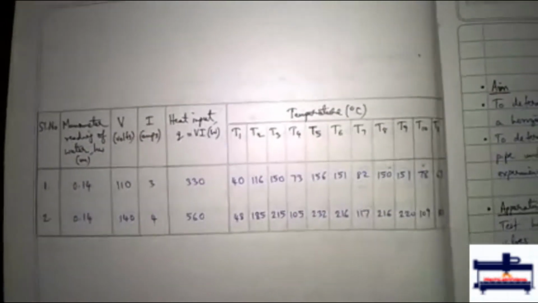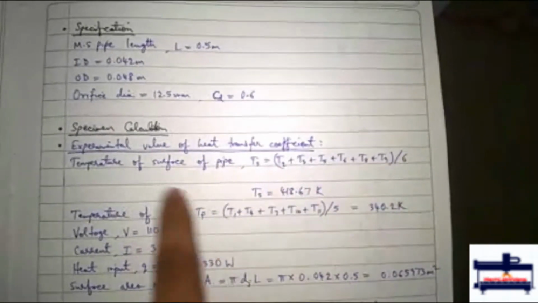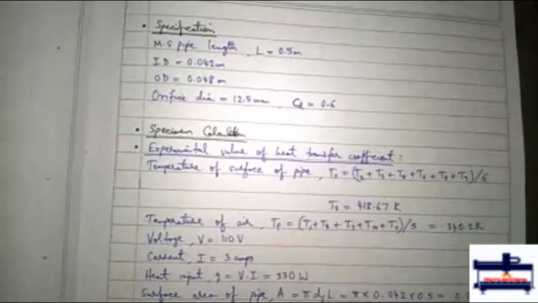So this is the tabular column. We have 11 thermocouples in total, out of which 2, 3, 5, 6, 8 and 9 are for the surface of the pipe, and 1, 4, 7, 10 and 11 are for the air which is blowing inside the pipe.